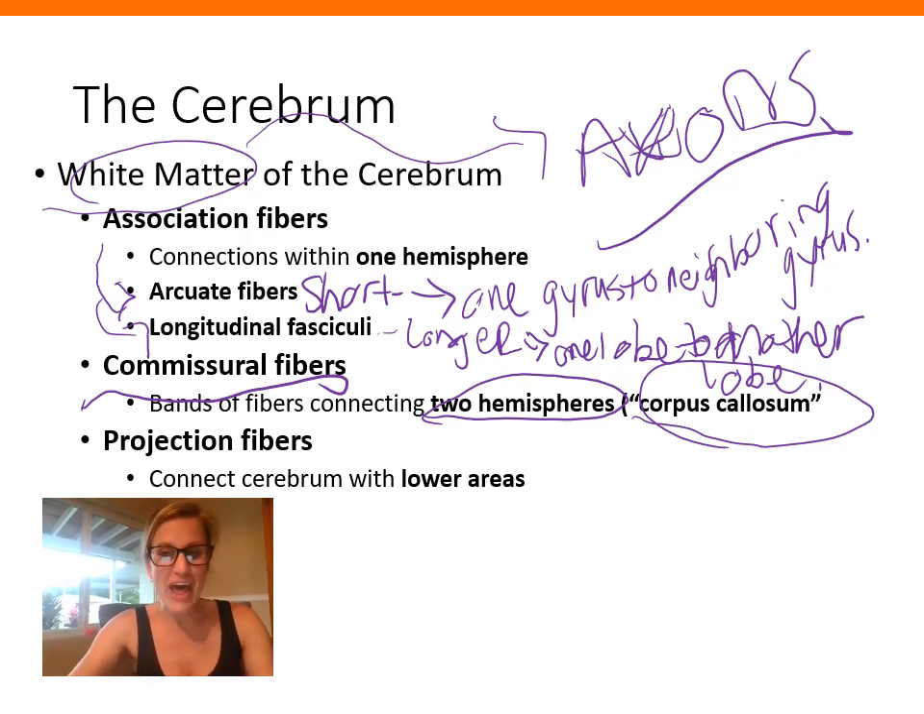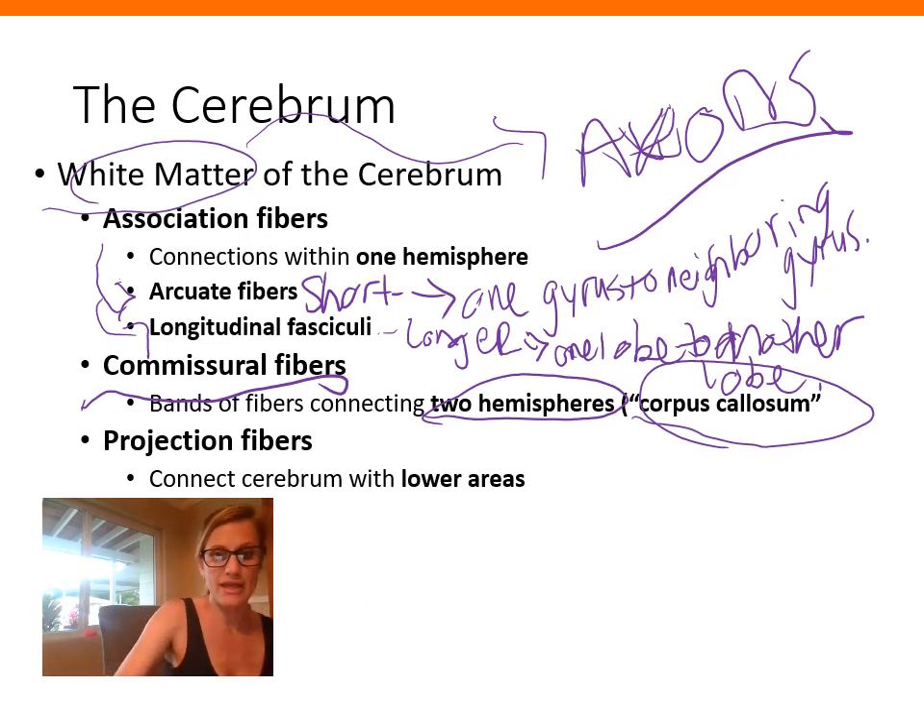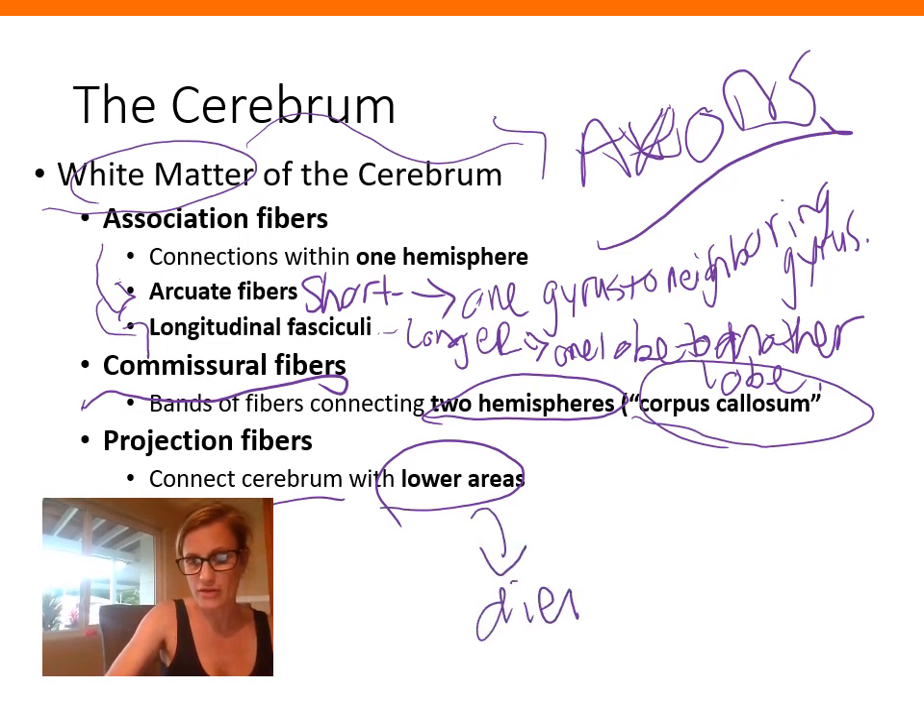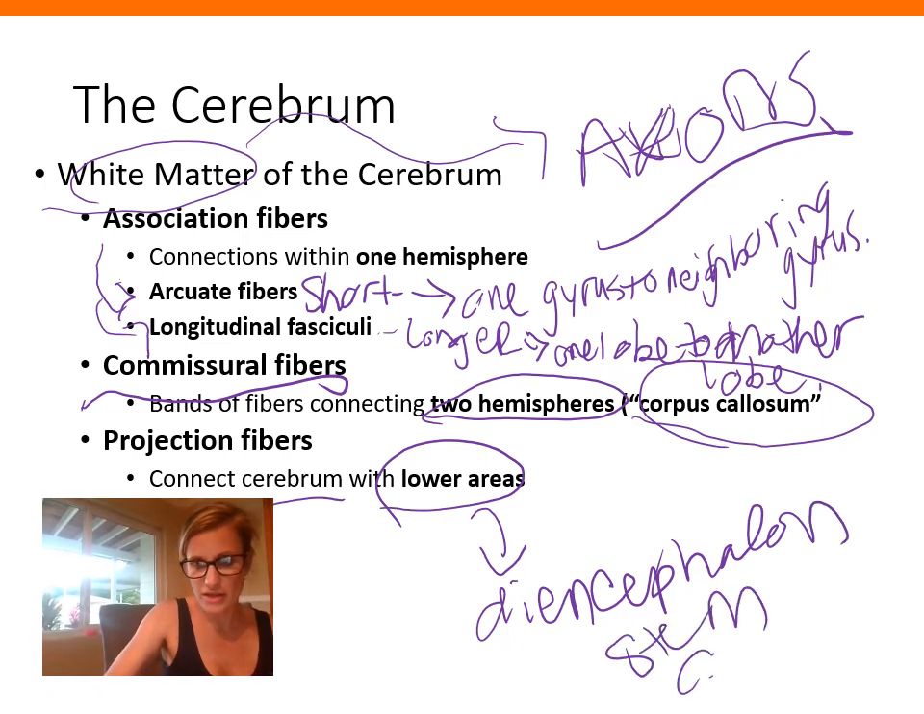Projection fibers project from the cerebrum to other areas of the brain, lower areas of the brain. These fibers go down through the diencephalon, and then they can connect to either part of the diencephalon, like the thalamus or hypothalamus. They can go down to the brainstem, or they can go back to the cerebellum. Sometimes they'll go down the brainstem all the way to the spinal cord. But the point of projection fibers is that they connect the cerebrum with lower areas. Okay, again, like the diencephalon, the brainstem, or the cerebellum.